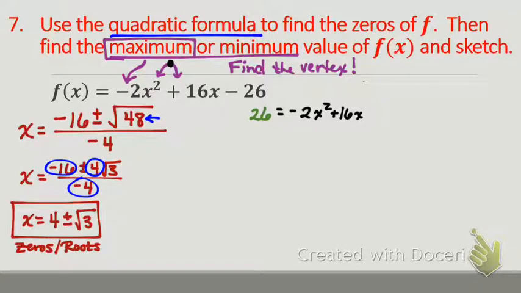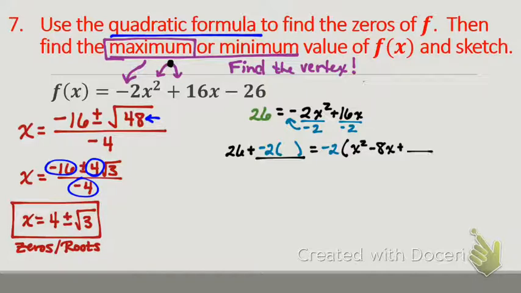Do we have an a value other than 1? Yes. Then I need to kick that out to the front. If your a is anything other than 1, you got to take it out of these two pieces and kick it out to the front. So I'm going to have 26 plus whatever I kick out to the front. Remember, I have to multiply over here. Negative 2. And that would give me x squared, and then I would have minus 8x plus something.